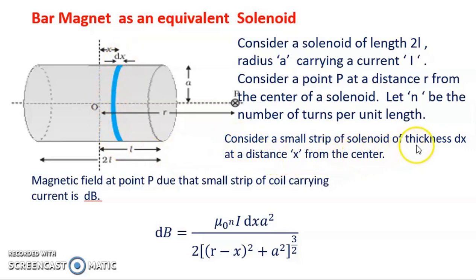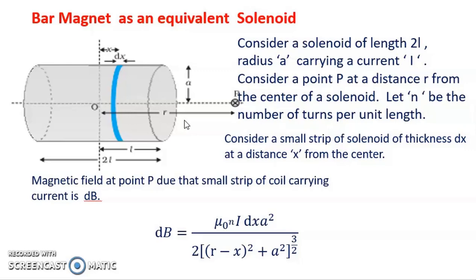Consider a small strip of the solenoid of thickness dx at a distance x from the center. We studied in the last section the magnetic field intensity produced by a small coil at an axial point P. B is equal to mu0 N i a squared divided by 2 into (a squared plus x squared) whole to the power of 3 by 2. This we already derived, where x is the distance from the coil to the point P, and A is the radius of the coil.